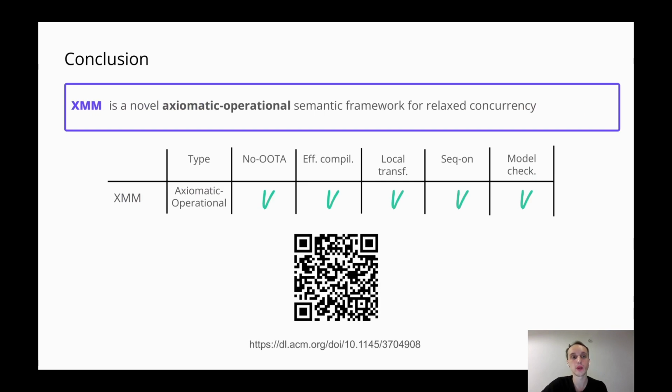So to conclude, XMM is a novel axiomatic operational semantic framework for relaxed concurrency. It solves the thin air values problem, supports optimal compilation mappings to hardware, local program transformations, and sequentialization transformation. Moreover, it is amenable to automated reasoning in the form of model checking. Thank you, and I'll be happy to answer your questions.